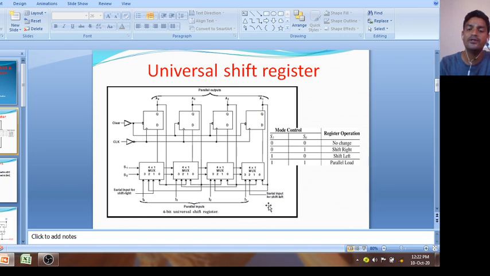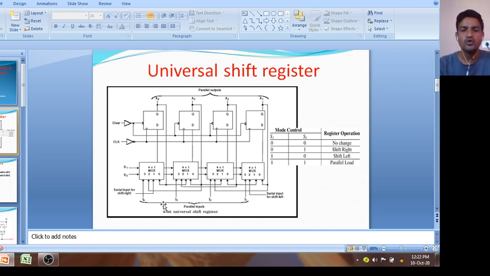Input you will give here. Now the output of this is connected to this I2. Similarly, output of this is connected to this I2, output of this is connected to this I2. In case of 1 1, parallel load. 1 1 means 3, so you will use parallel load.